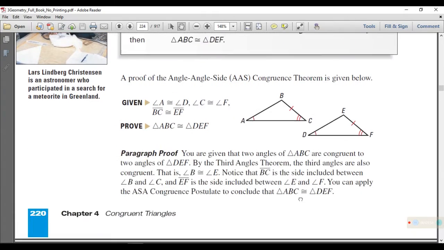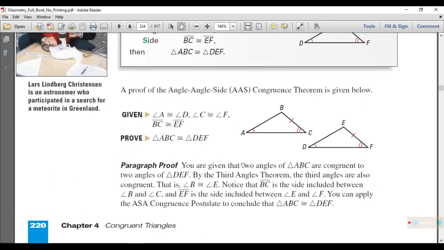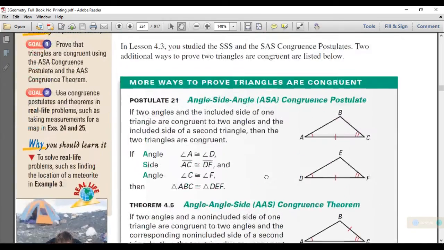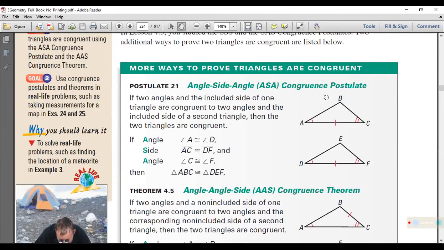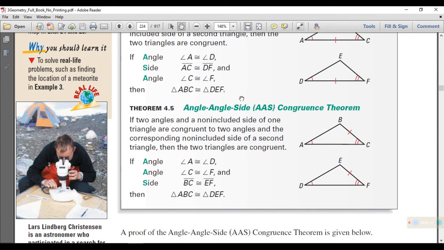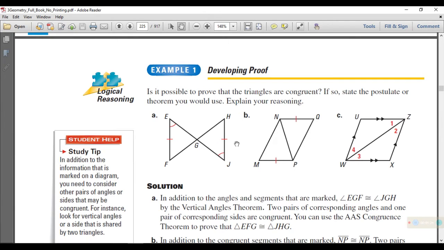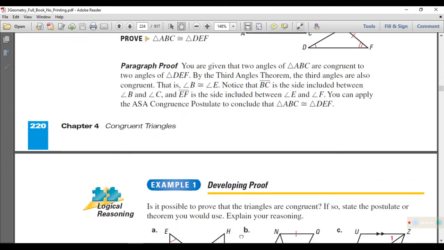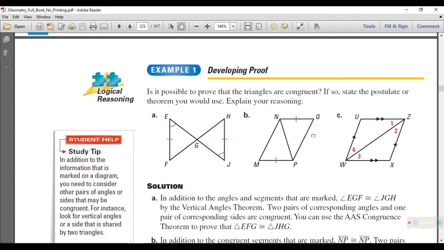So, this is the proof of our theorem, or the proof of our postulate. Ah, this one is a theorem. The angle-angle-side congruence theorem. So, please take note of that because I am really forgetful. So, angle-side-angle is a congruence postulate. But angle-angle-side is a theorem. Angle-angle-side congruence is a theorem. Okay? So, a postulate we don't need to prove, but for theorems, we need a proof.